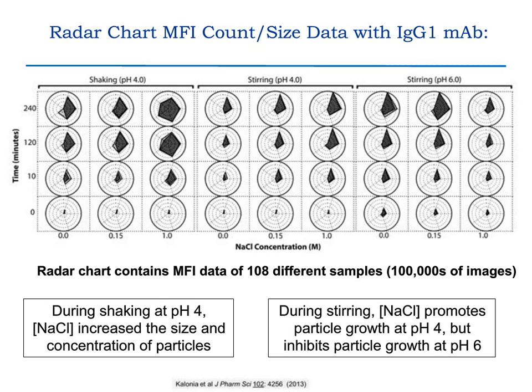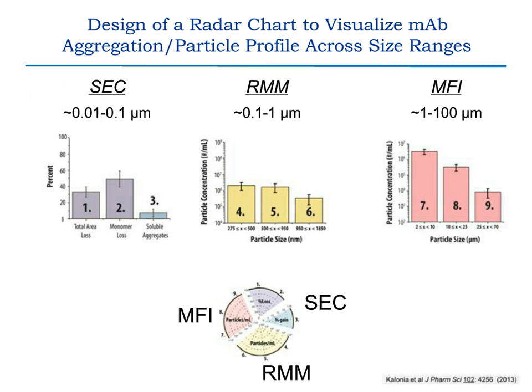We can take this one step further and use radar chart analysis to examine the aggregation and particle profile across different size ranges. So here we use size exclusion to look at the small aggregates. We use RMM, Archimedes technology, to look at the sub-micron size particles, and we use MFI to look at the subvisible particles. And we can plot the data around a radar chart.